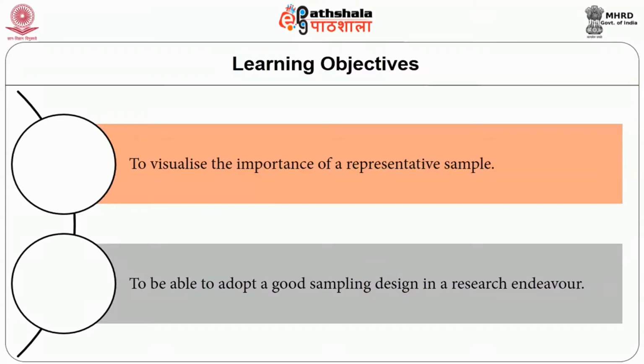The census method is the enumeration of all the numbers or units of the population to get the idea of the population, whereas sampling is the method of selecting a fraction of the population in such a way that it represents the whole population. The objectives of this module would be to visualize the importance of a representative sample and to be able to adopt a good sampling design in a research endeavor.